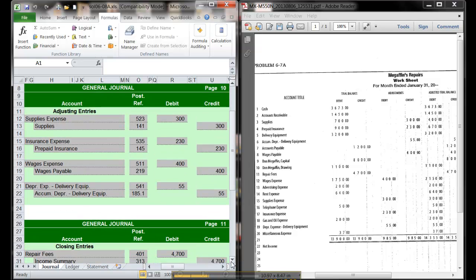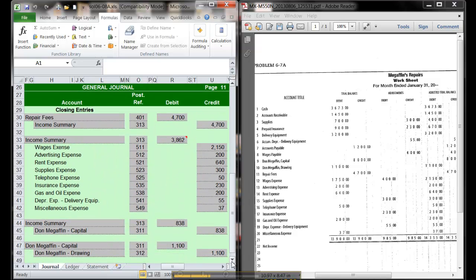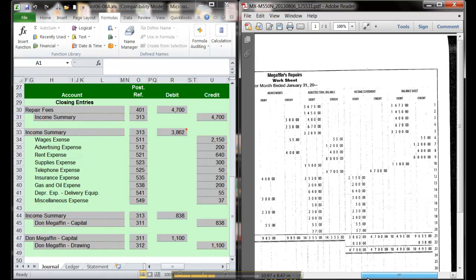Then I'm going to go to my closing entries. Remember that with closing entries, we close our temporary accounts, REID. First we'll close our revenue, then we close our expenses, then we close our income summary, then we close our drawing. So REID. To find my revenue, I'm going to first look at my income statement accounts. This is the best place for me to find everything that I'm going to need to do my closing entries.